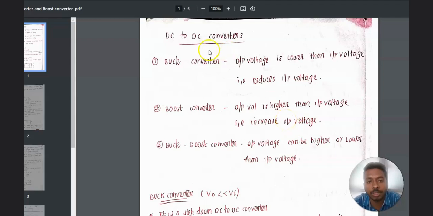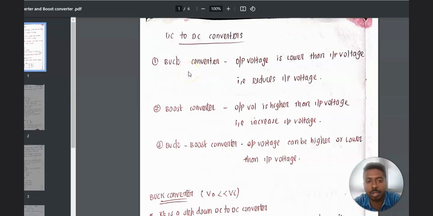Welcome to all. In this video, we are going to see DC to DC converters. We already know some components like rectifiers and inverters. A rectifier converts an AC voltage into a DC voltage, whereas an inverter converts a DC voltage into an AC voltage. Here, it converts a DC voltage into another form of DC voltage. Sometimes these converters are also called choppers. There are three types of converters: the buck converter, the boost converter, and the buck boost converter.